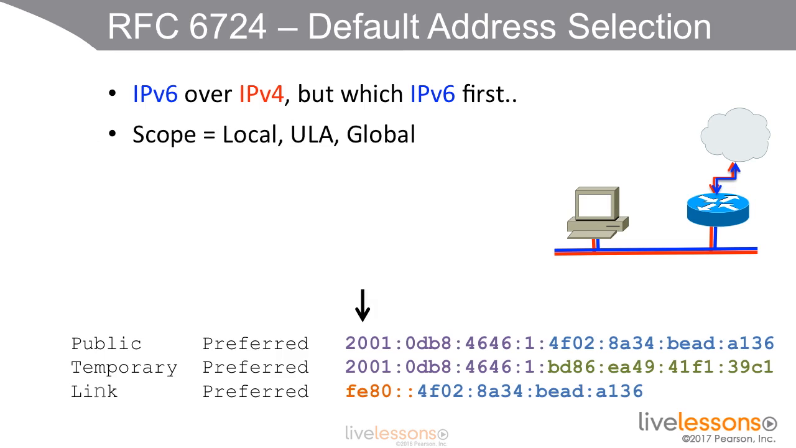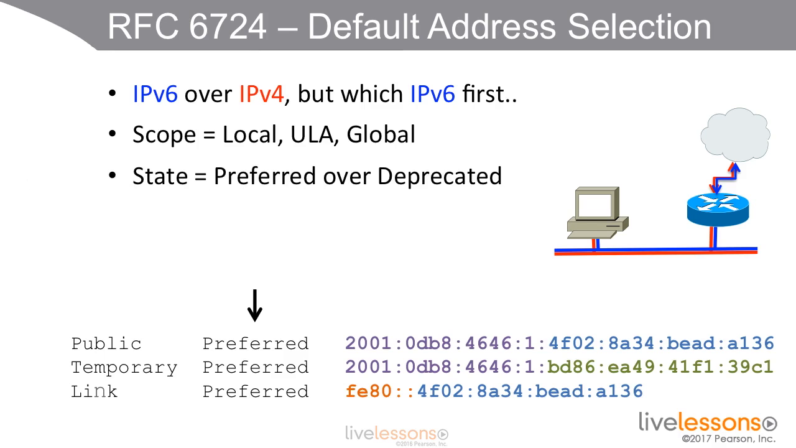So the first thing we look at is scope. We're going to determine whether we have a local, a ULA, administratively domain scope, or a global scope. So we're clearly going to use a global address to communicate with a global destination. But if we need to communicate with a local destination, we'll use the local address, and so on with the ULA address space.